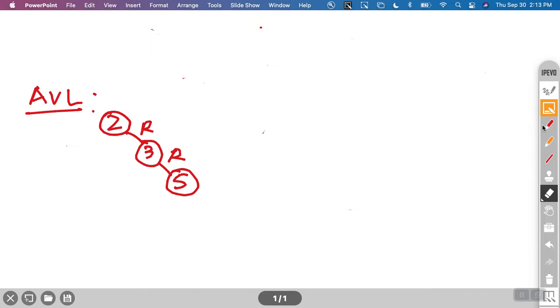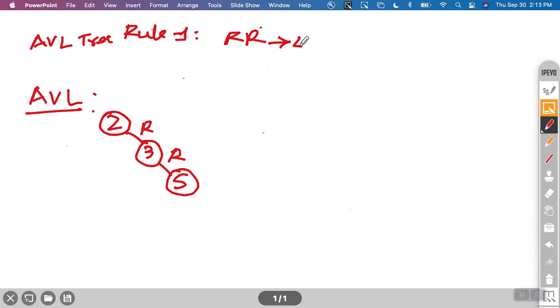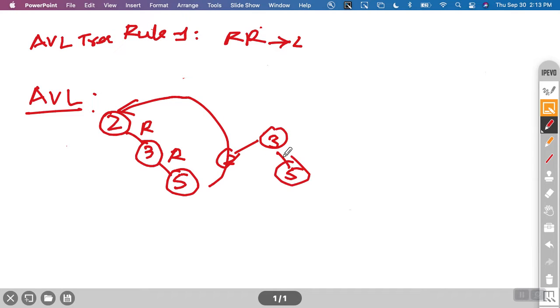Okay, and 3 and 4 are difficult, but I made them easy. So AVL tree rule 1: for right, make a left rotation. For instance here it is right, so do a left rotation. That means left rotation, think about a string. So then 3 will come on the top, and then 2 on the left side and 5 on the right side. Then it is balanced, and then it is an AVL tree.